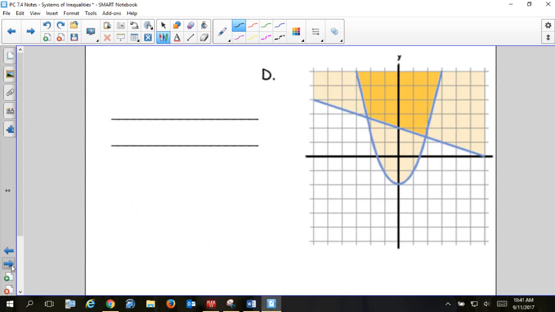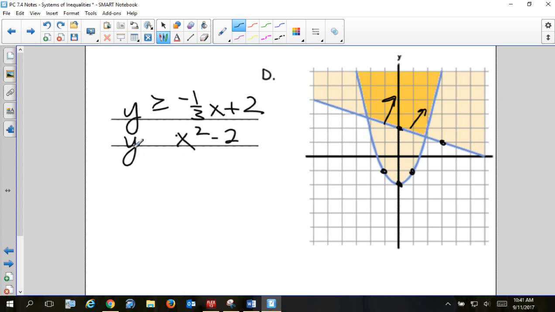All right, and the last one, we've got a line and a parabola. The line is shaded above it, so it's going to be y is greater than or equal to. Slope is -1/3. Y-intercept is 2. And then the parabola does not have any stretch, just has a translation down 2. And it is shaded above it, so greater than or equal to.